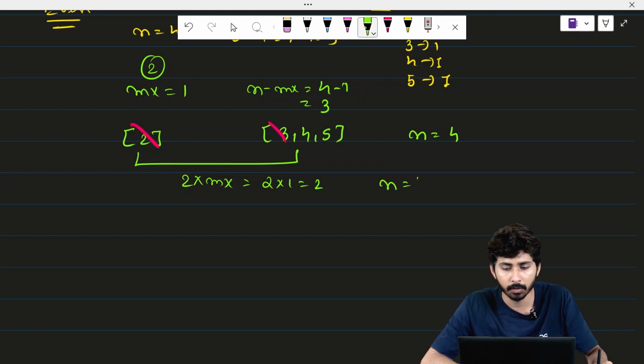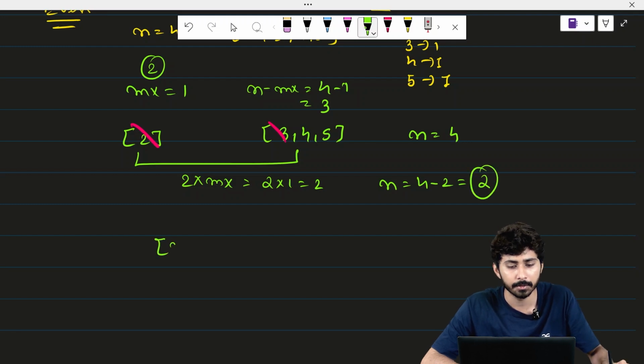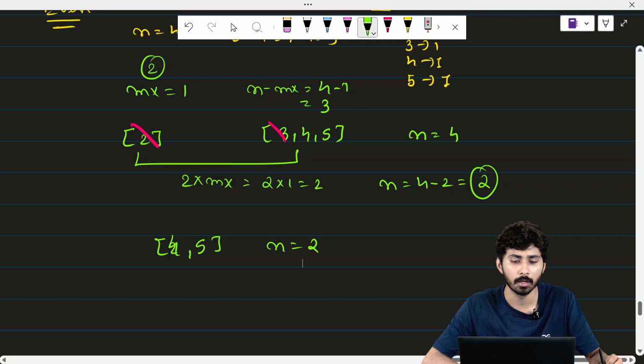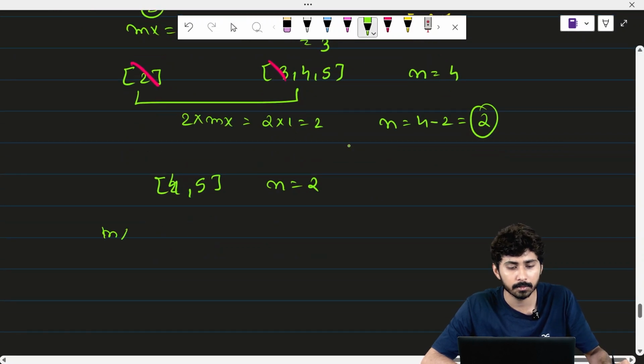So now n is equal to 4. 4 minus 2 is equivalent to what? 2. Now size is 2. That means elements 4 and 5 are remaining. N equals 2. Okay, fine. What is the maximum frequency? Maximum frequency is 1. Let's take the element to be 4.